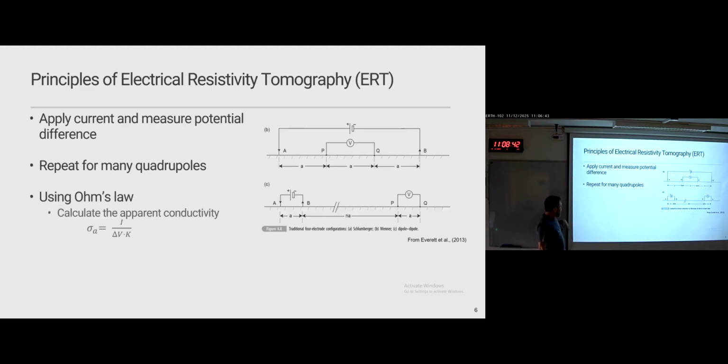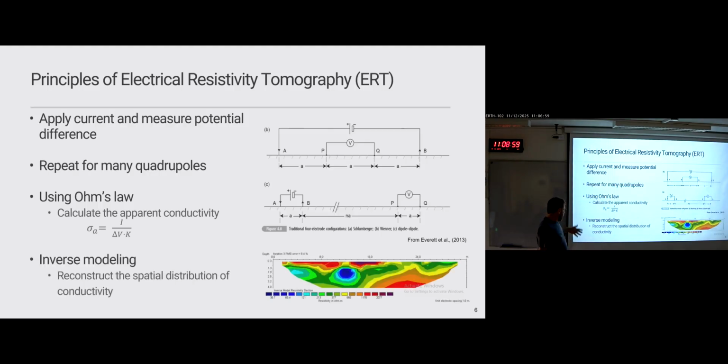Okay, so we do that, and then using Ohm's law, we just divide the current by the potential difference with some geometrical factor for the electrode arrangement, and we can get the apparent electrical conductivity. Using inversion, we can reconstruct the spatial distribution of the electrical conductivity, and this is the end result: a map, and it can be a 1D, 2D, or 3D map of the subsurface electrical conductivity.